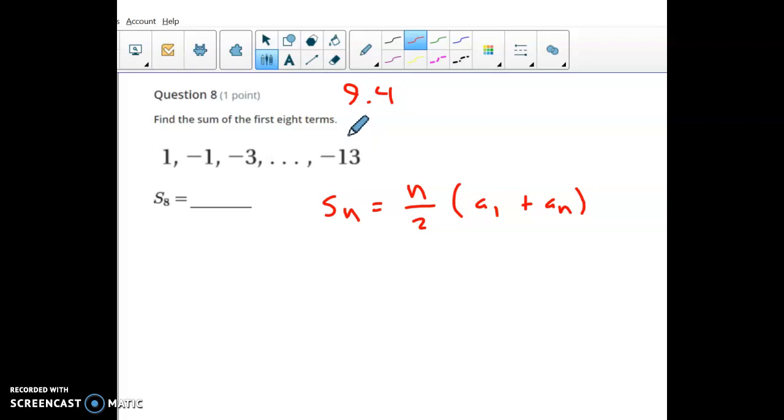Sometimes you have to figure out what term number this is, is it the 10th, 11th, whatever. But in this case, we know it goes 1, 2, 3, and then they tell us there's 8 terms. So we know the negative 13 has to be the 8th term.